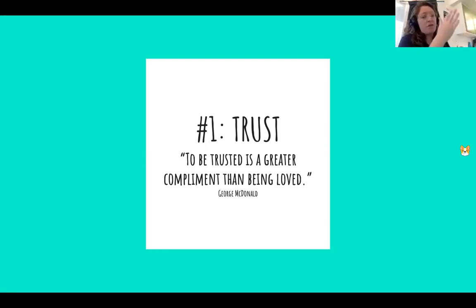And so we did that for the entirety of 2 periods with 2 groups of kids. And every day I reminded them that what this hinged on was that I trusted all of them to give me a good presentation. And so this quote actually is very meaningful to me, which is: to be trusted is a greater compliment than being loved.